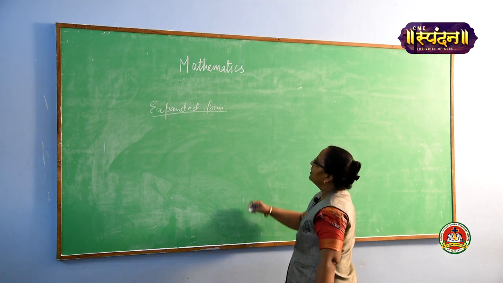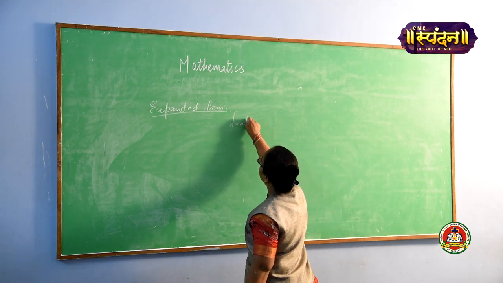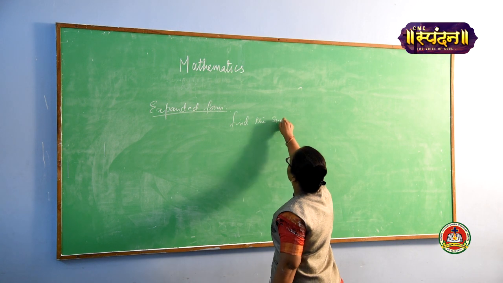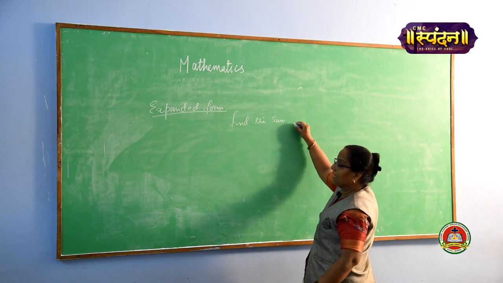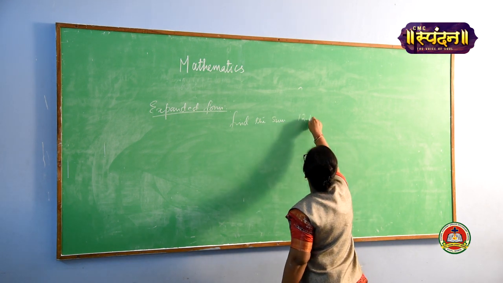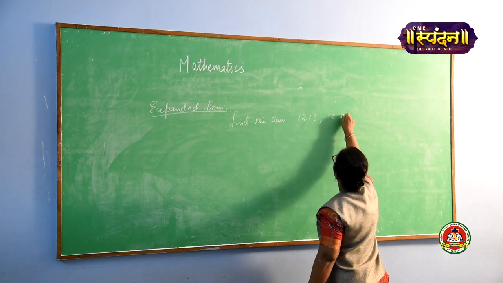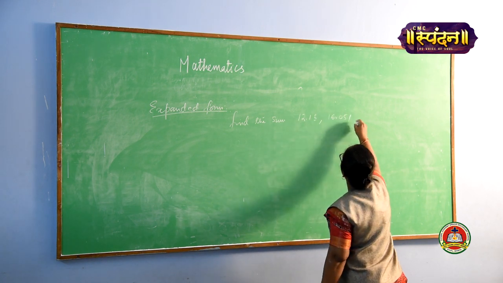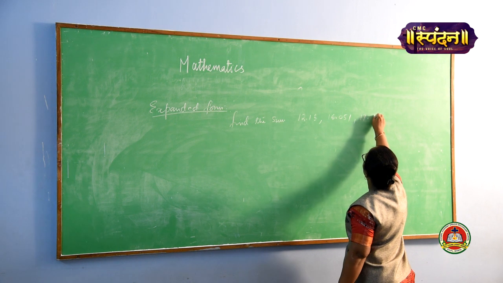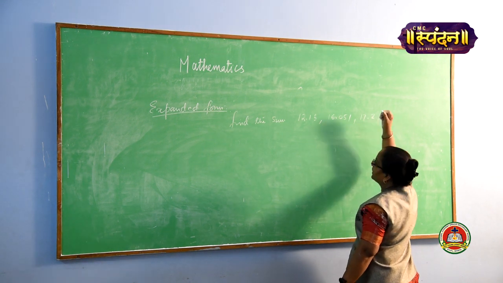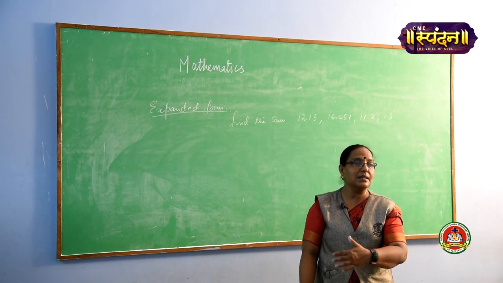The question is, find the sum, and 3-4 numbers are there. For example, 12.13, 16.051, 17.2 and 1.3, and the question is add them.